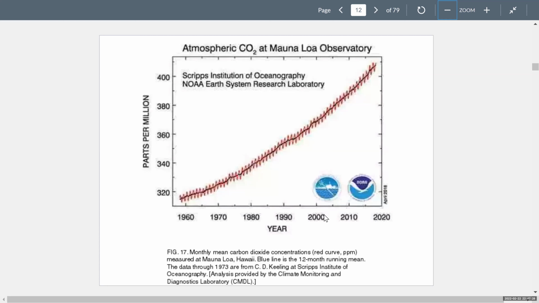It's a line graph. It's showing carbon dioxide concentration in parts per million on the y-axis and time in year on the x-axis. And it's showing carbon dioxide concentration is fairly steadily increasing. There's these little wiggles that occur inside every year.